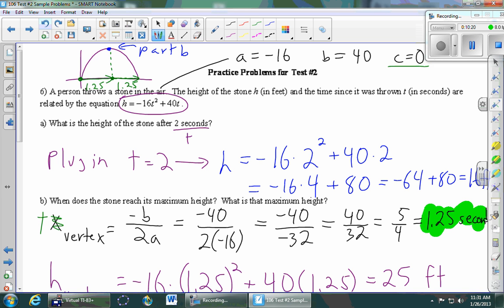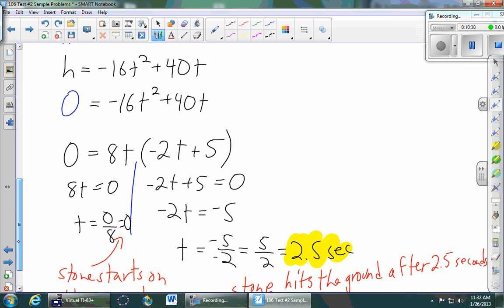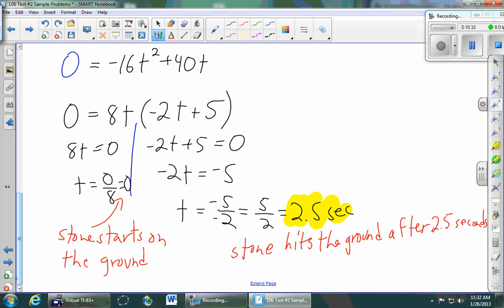So how long does it take before it hits the ground altogether? Well, 1.25 plus another 1.25 is 2.5 seconds, which is exactly what we got down here doing all this work. We had to solve the quadratic equation, factor, and we got there in yellow, 2.5 seconds.